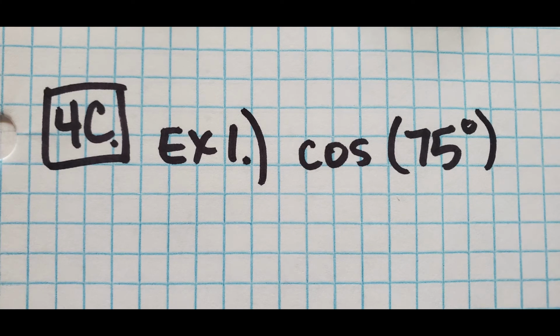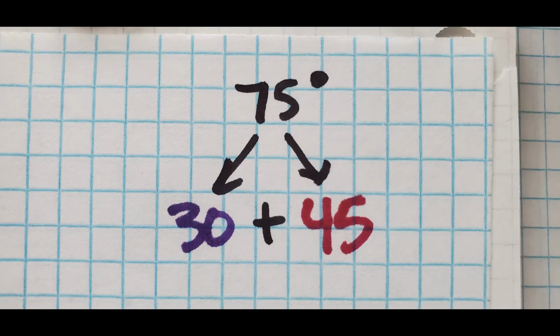So we're going to be looking for two things that add up to 75. Okay? So the way I pick the numbers to add up to 75 is I want numbers that are on the unit circle because those have exact values. So I look at my unit circle and I find that 30 and 45 are both on there. They add up to 75. So this is going to be easy.